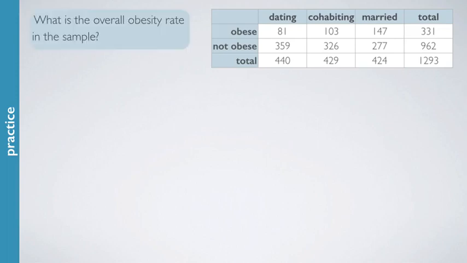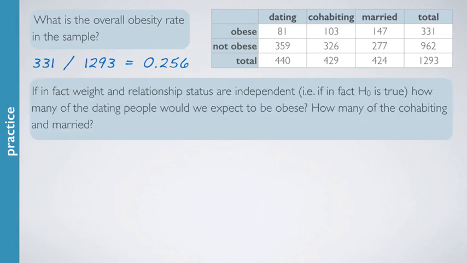The first question we want to answer is, what is the overall obesity rate in the sample? To calculate that, we simply need to take everyone who is obese in the sample and divide by the overall sample size. So that's 331 divided by 1293. That gives us an overall obesity rate of 25.6%.